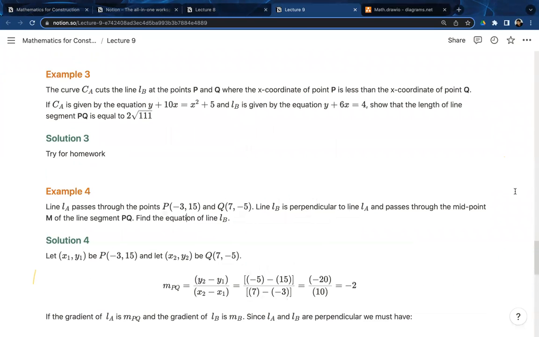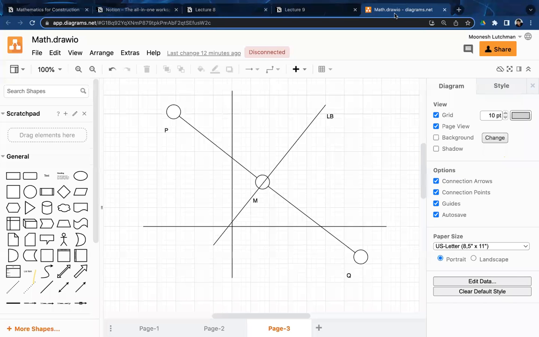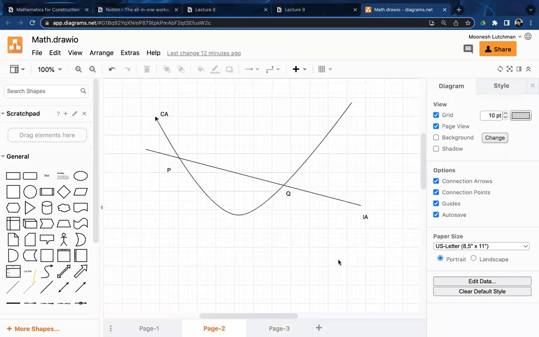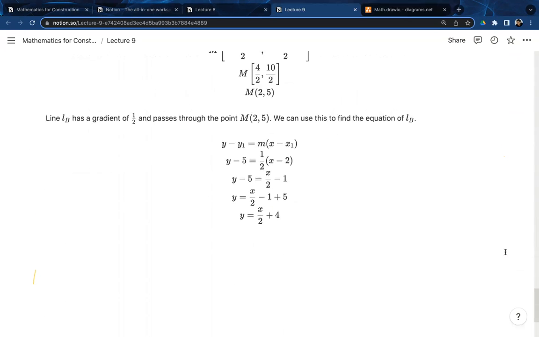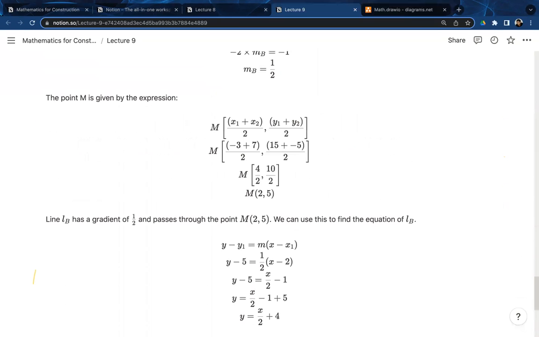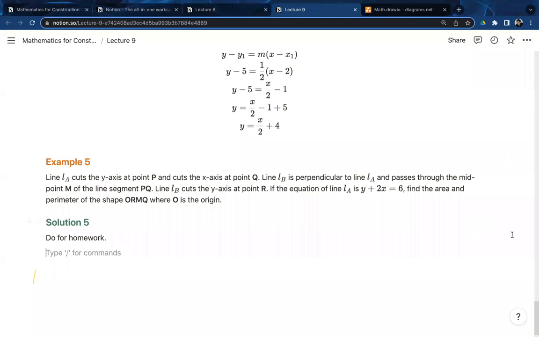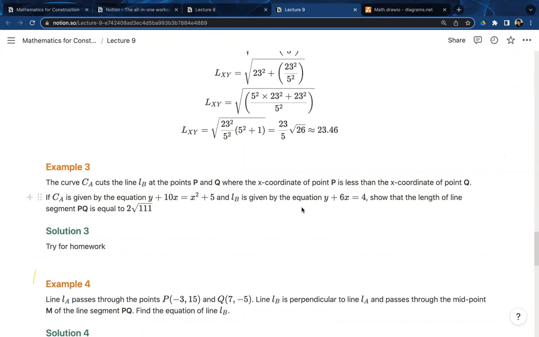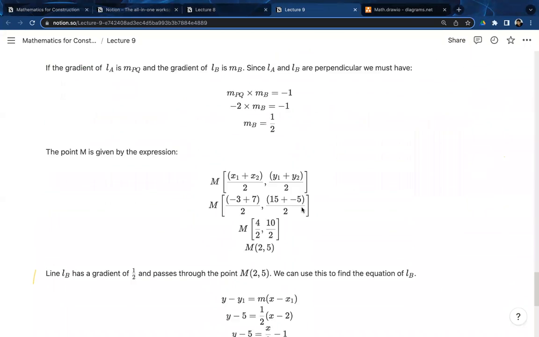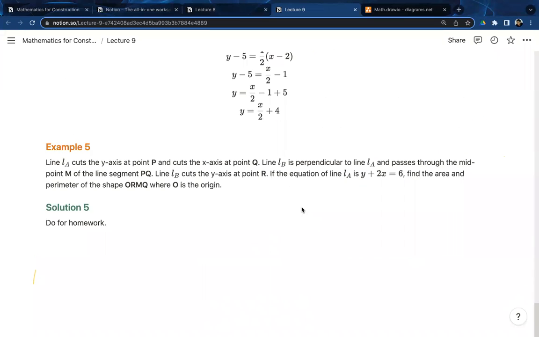Example 3 is a more involved question because it's a curve intersecting a line, which is something like this here. You want the length of the line, right? So you have to figure out what you need to get, and they tell you what the length is. So you know what it is, but you have to get it in this form: 2 by the square root of 111. Right? So that's it there. So you have a challenge question here, example 3, where I tell you what the length of a line is, but this is a real serious question now, example 5, okay?